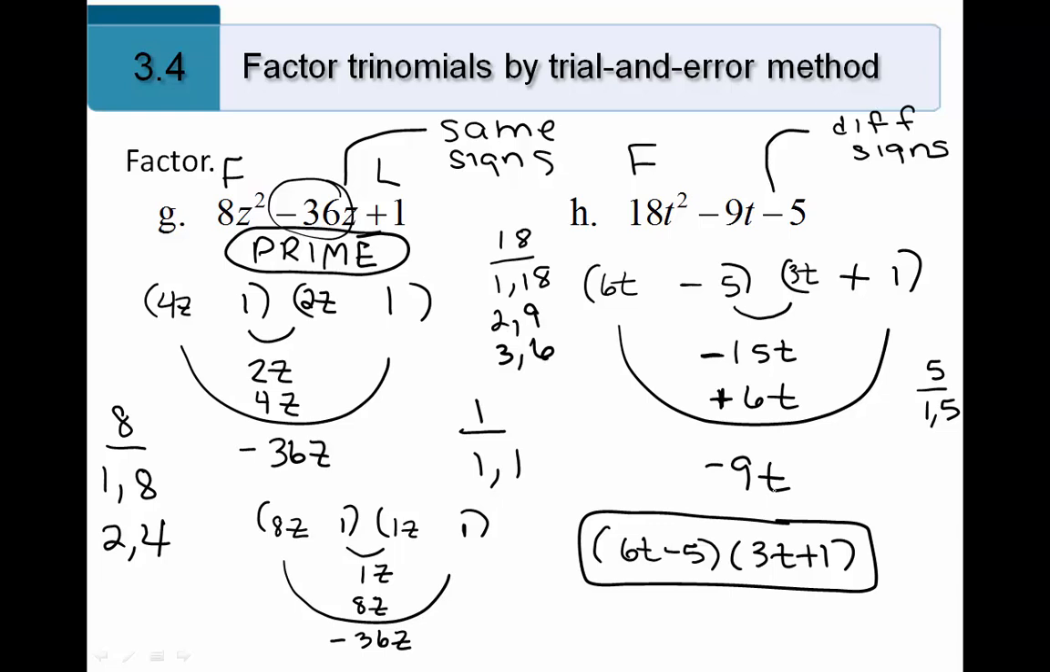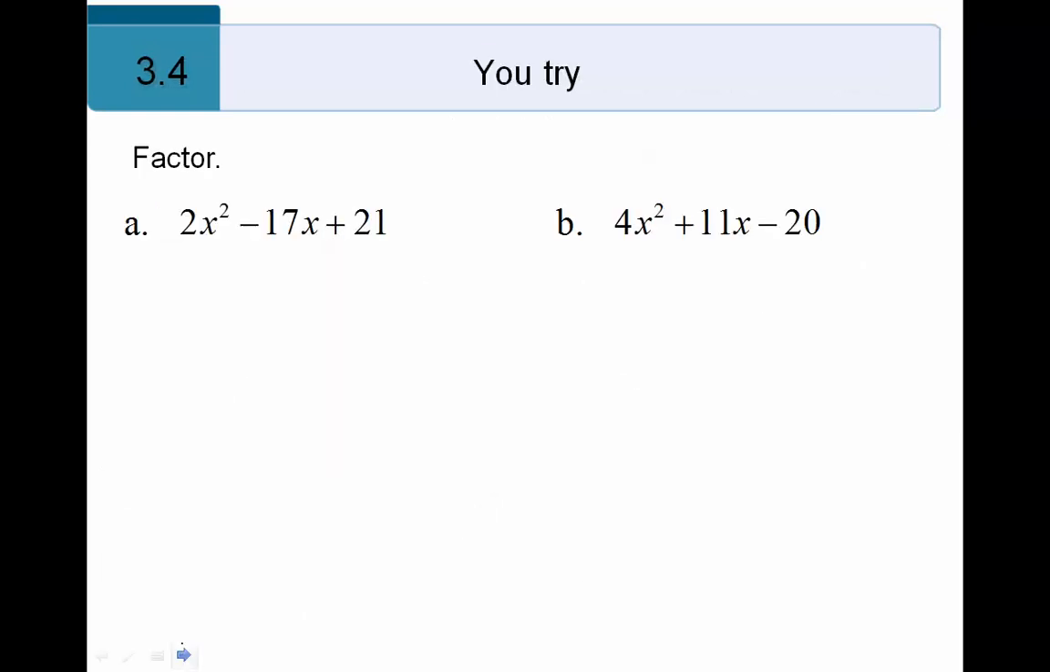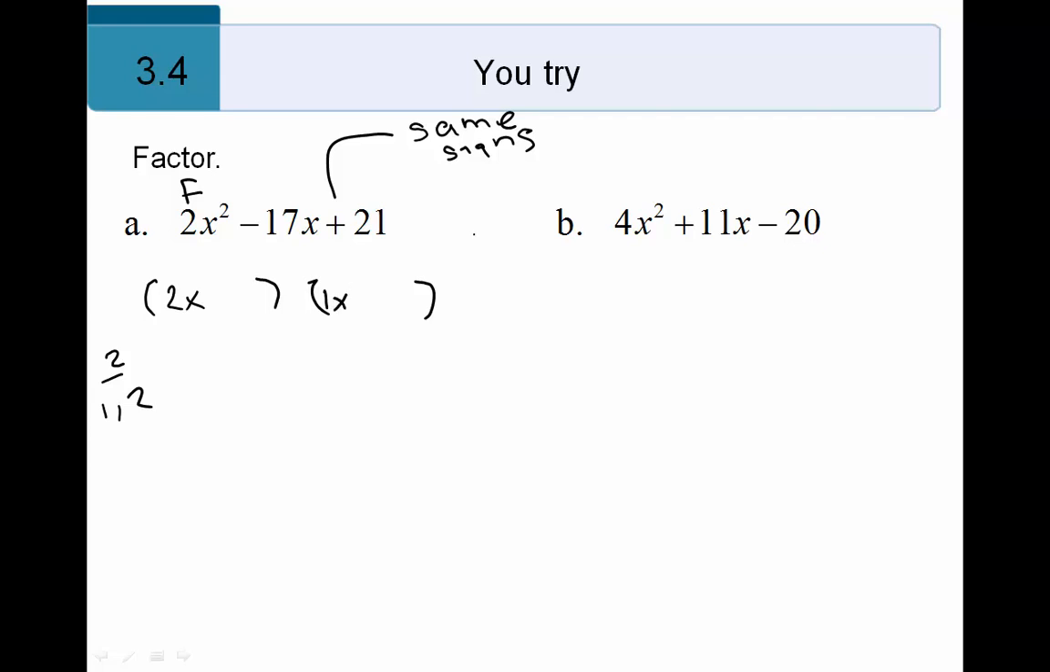Let me just go ahead and do two of the last ones and then I'll stop. Same signs. My F, factors of 2, 1 and 2. So I get 2x times 1x. My L, factors of 21. My choices are 1 and 21 or 3 and 7. I'm going to choose 3 and 7. I'll put my 3 here and my 7 here.